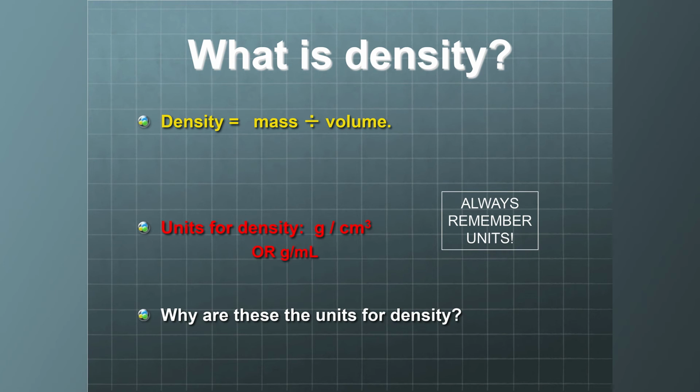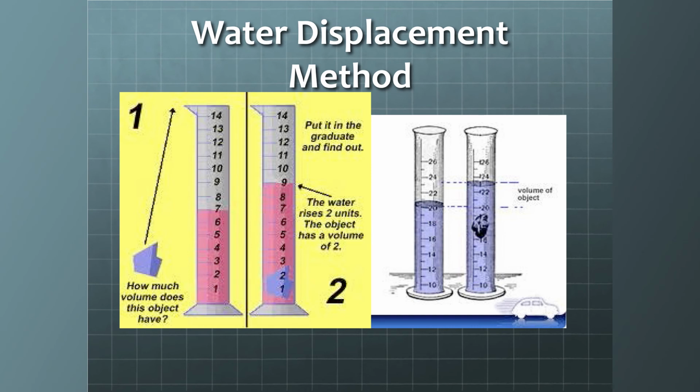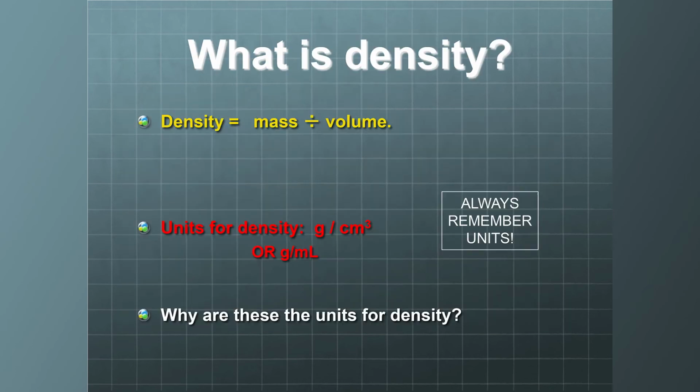You should also be able to remember that volume can be found by using the water displacement method. So sometimes instead of coming right out and telling you the volume is 30 milliliters, I may tell you that the graduated cylinder started out at 100 milliliters and it went up to 130. And by that you would know the volume of whatever the object is, 30 milliliters. So you should be able to calculate density using a calculator and using our formula.